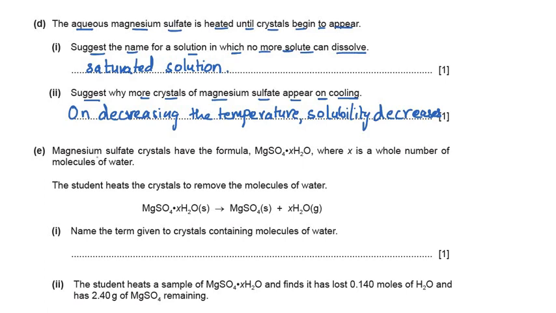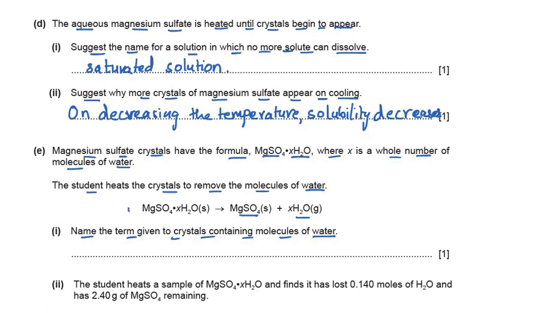Okay, E sub question says magnesium sulfate crystals have the formula MgSO4.XH2O, where X is a whole number of molecules of water. Okay, the student heats the crystals to remove the molecules of water. So here is the equation where it says MgSO4.XH2O is heated to produce anhydrous magnesium sulfate and XH2O water molecules in the gas form, that is, it gets evaporated. Now the question is, name the term given to crystals containing molecules of water.